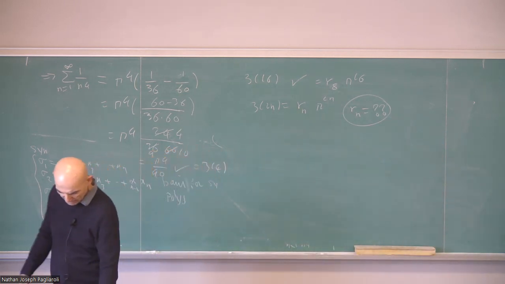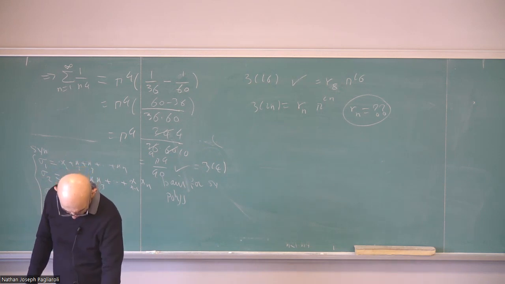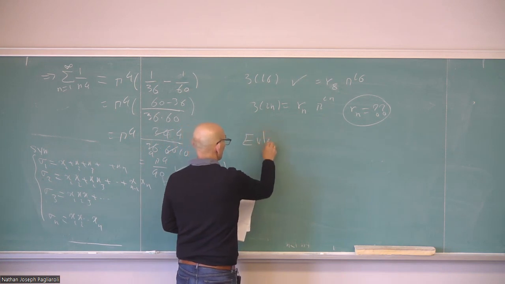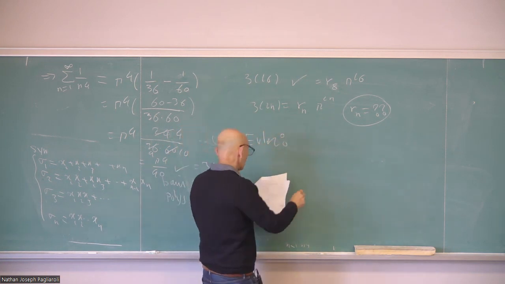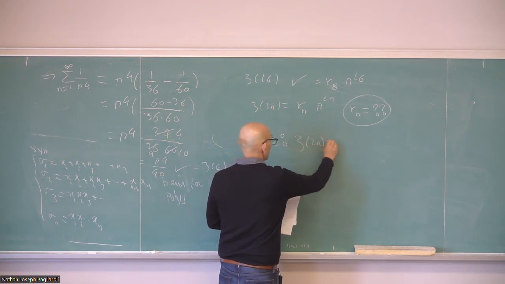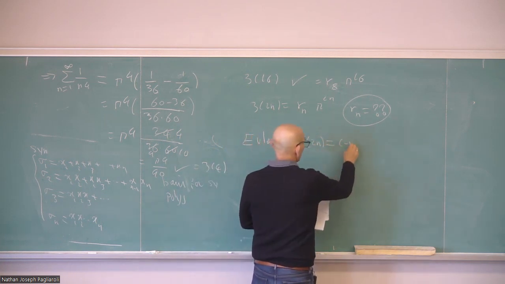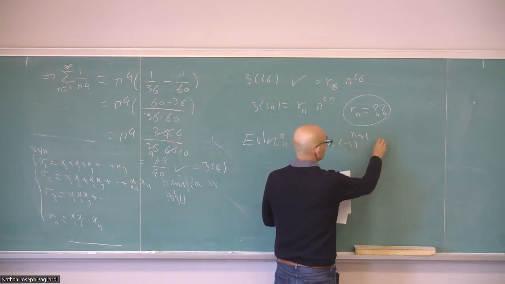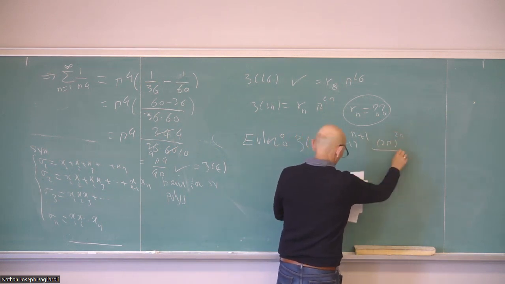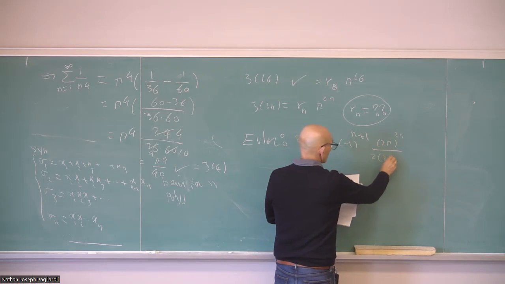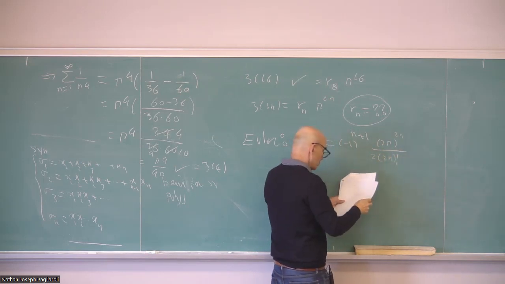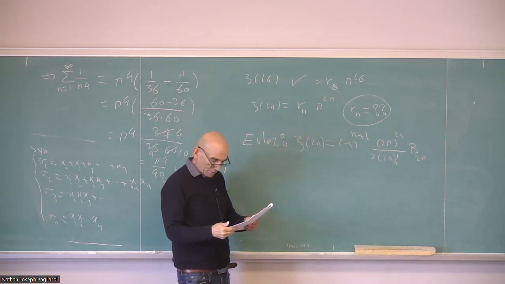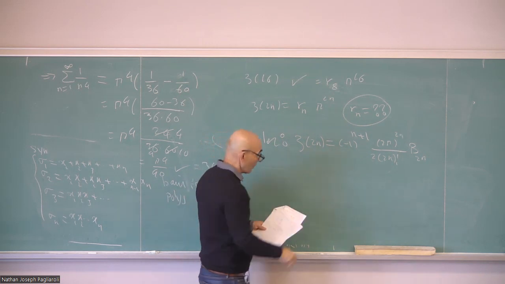So let me write the answer. Euler eventually proved, so this is a big result of Euler, that zeta of 2n is equal to minus 1 to the power n plus 1, I believe, 2 pi to the power 2n divided by 2 times 2n factorial times b2n, where b2n is the 2nth Bernoulli number.